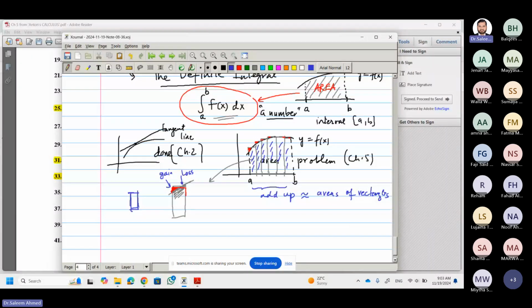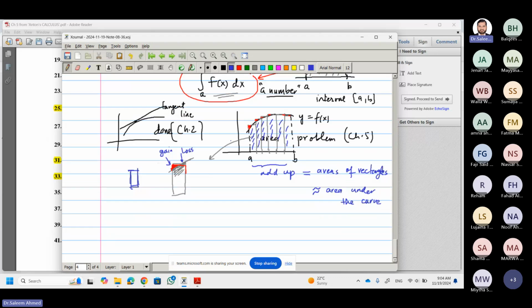area of rectangles, right? And if you add up all the area, this actually gives you the approximate area under the curve, the actual area, right? We call it area under the curve. So this is basically the idea.